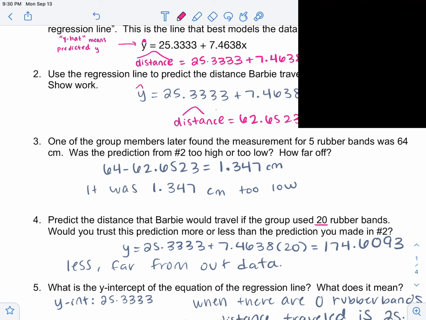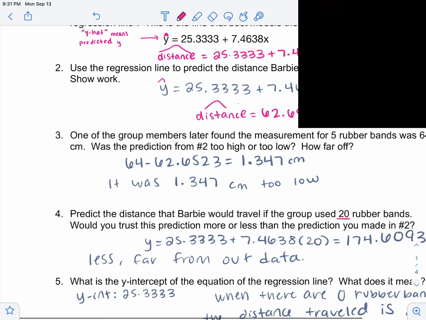So what we're learning right here in question 3, this is actually like a big idea for today's lesson. When I find the difference between the actual value and the predicted value, that is what we call a residual. So residuals, again, what we do is we take the actual value and we subtract away the predicted value. So 64 minus our predicted 62.6523. So on the side of your notes here, you want to write residual equals actual minus predicted.